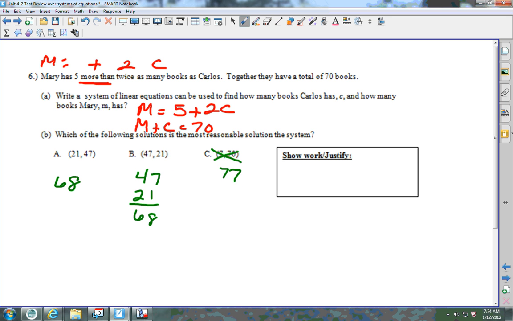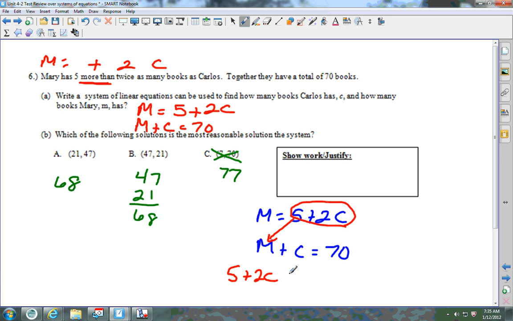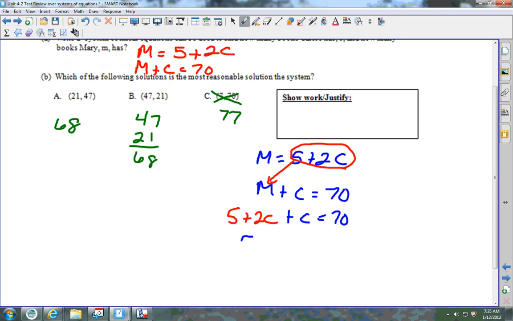So let's see what happened. Let's see if the problem got written wrong or if I'm missing something. Okay, so I'm going to take this and substitute it in here. I get 5 plus 2C plus C equals 70. So I've got 5 plus 3C equals 70. Subtract 5 from each side. 3C, whoops, that's a 6 there, I didn't mean to write that. 3C equals 65. You divide by 3.